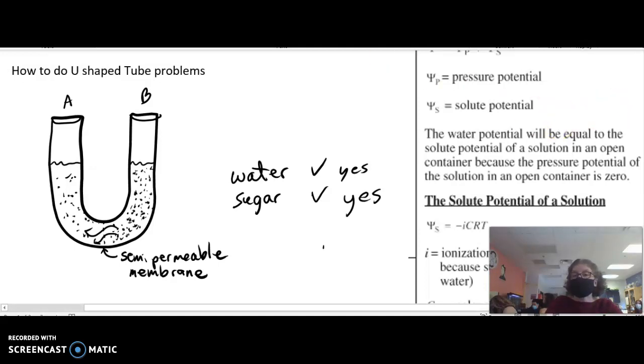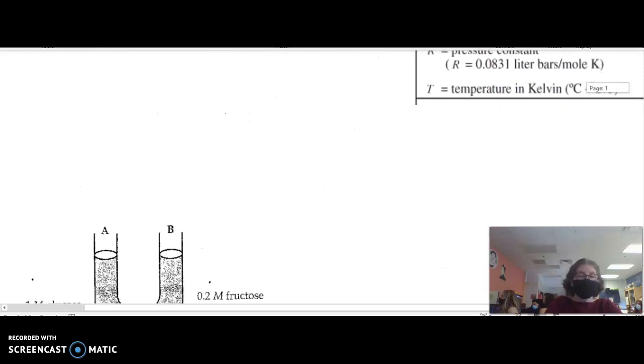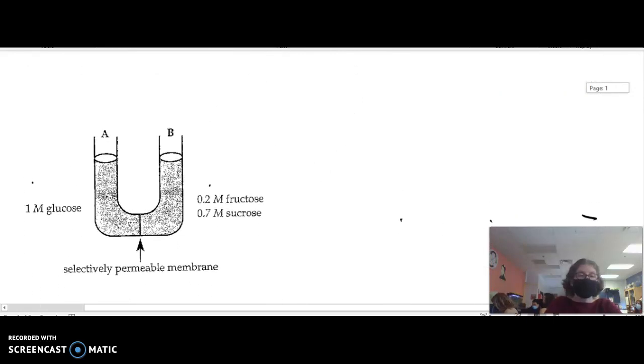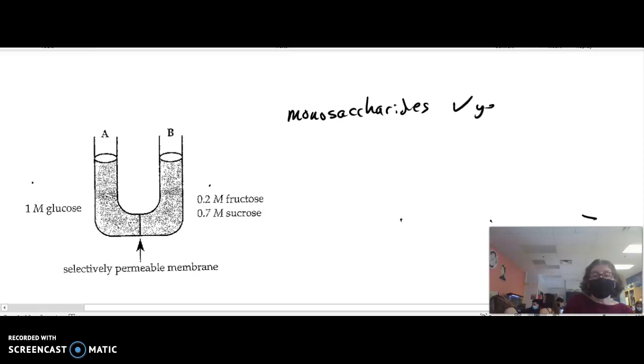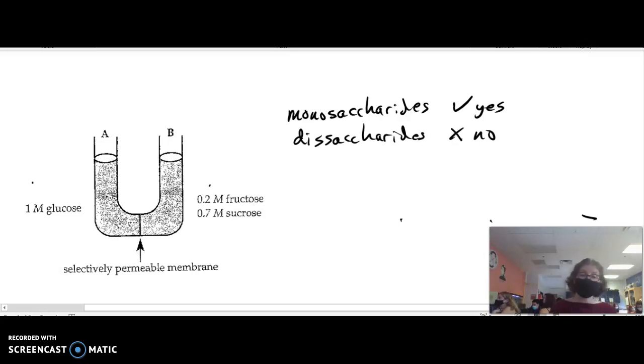Okay, now let's try a more complicated problem. This is another problem that I think might be in your worksheet that I gave you. So now we have more than one solute to deal with. And the other thing is that it will tell you, in this case, the monosaccharides, which are smaller sugars, can move, but the disaccharides cannot. Okay, the disaccharides cannot move, right? All right, so that tests your knowledge a little bit.